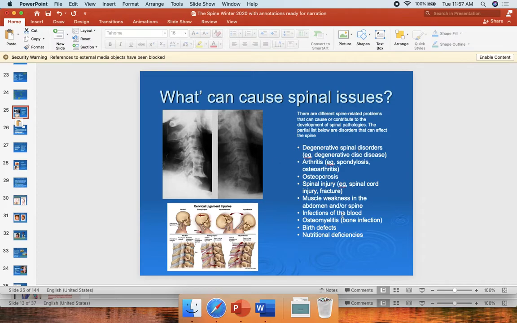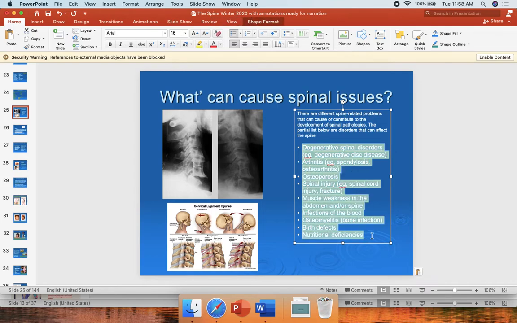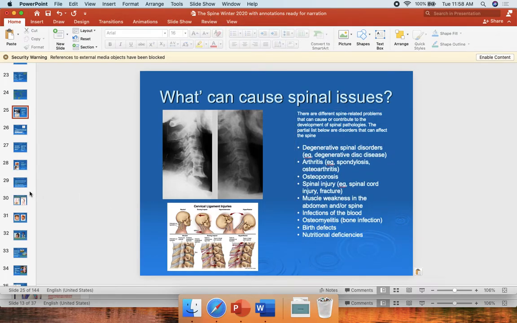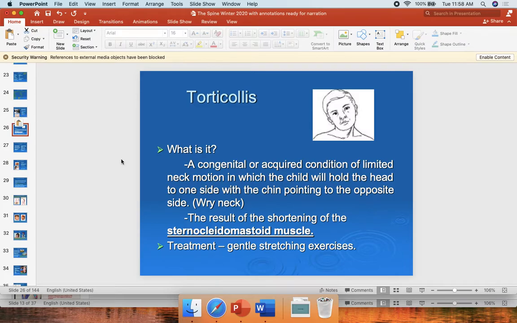So as we get into that, just remember this slide as we go through the rest of our spinal issues, where we can have all sorts of things which contribute to our spinal problems. Which brings us to torticollis.